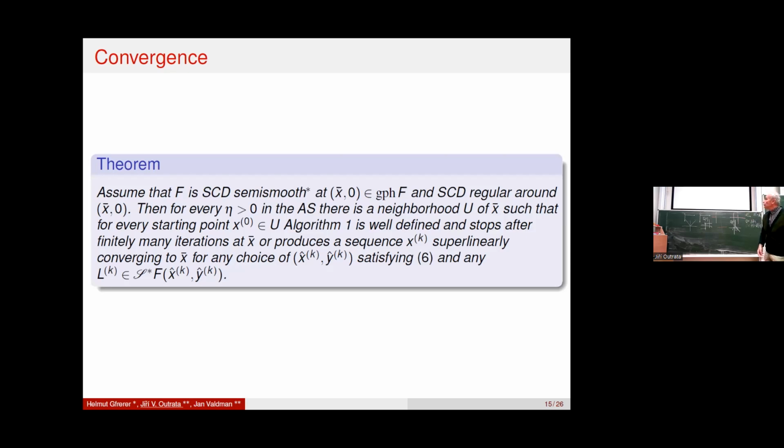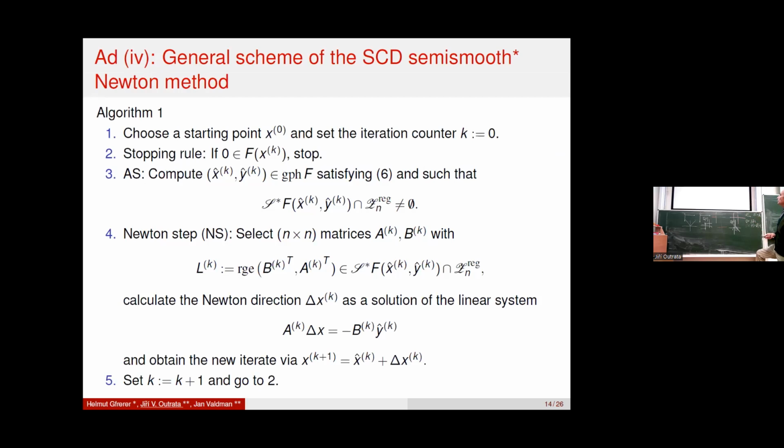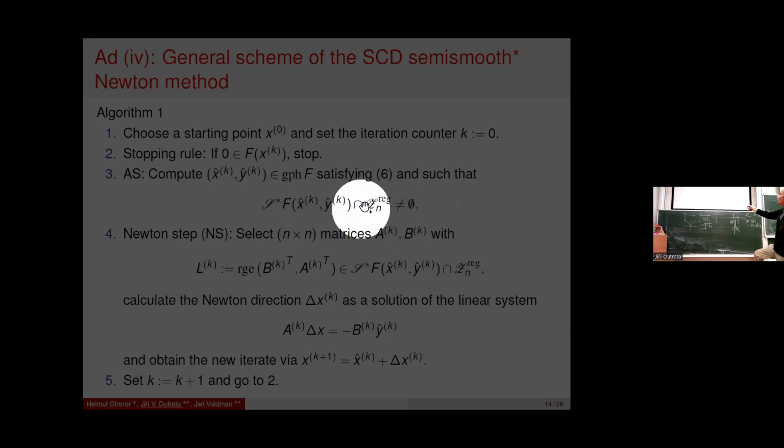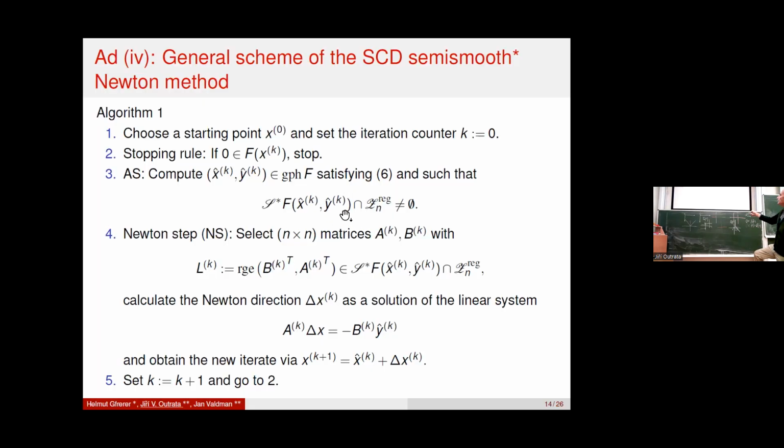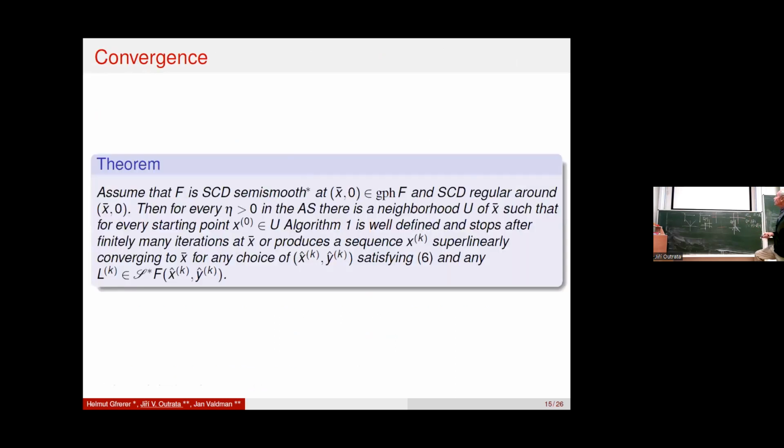And you see a difference from the previous description of the algorithm. We require here that this condition holds, and then we take a subspace from this collection of subspaces which is regular. Whereas here, if we assume the SCD regularity from the very beginning, then we can take an arbitrary one. So we don't need to take care about the choice. Fine. So let me move further.